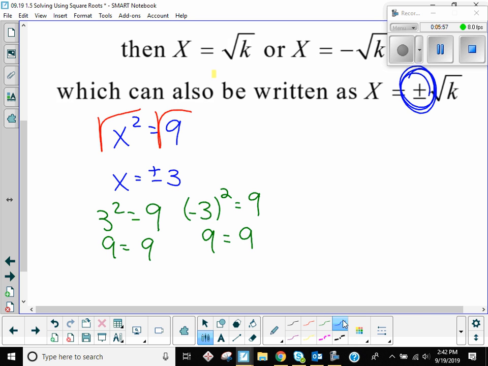But I'm going to change that original thing just a little bit. I'm going to keep pretty much everything the same.